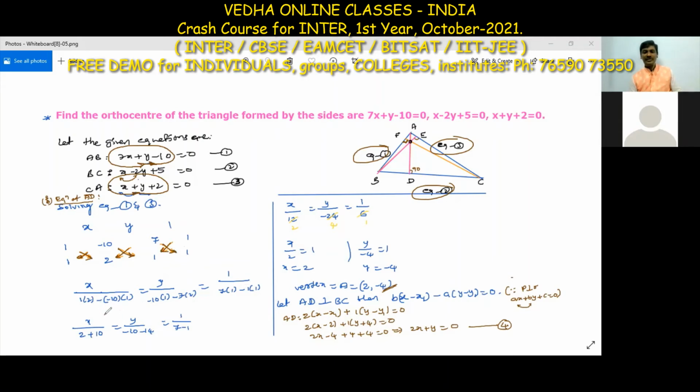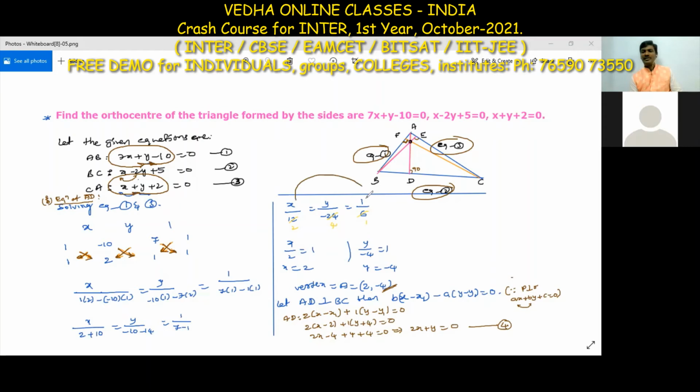x divided by 1 2 is 2 plus 10, y divided by minus 10 minus 14, equals 1 divided by 7 1 is 7 minus 1. So that is 6. x divided by 12, y divided by minus 24 equals 1 by 6. So we can cancel by the 6 table. All the numbers are divisible by 6, so we can cancel: 6 1 is 6, 6 4 is 24, 6 2 is 12.